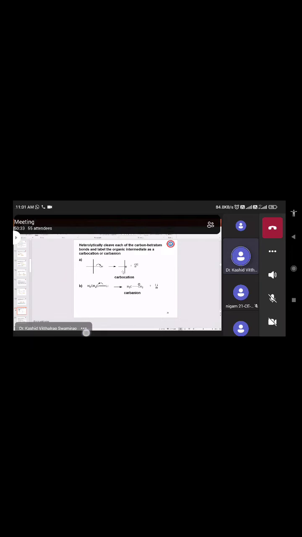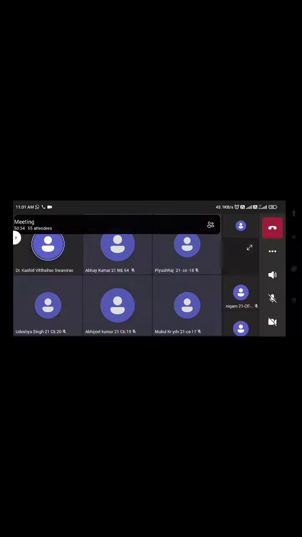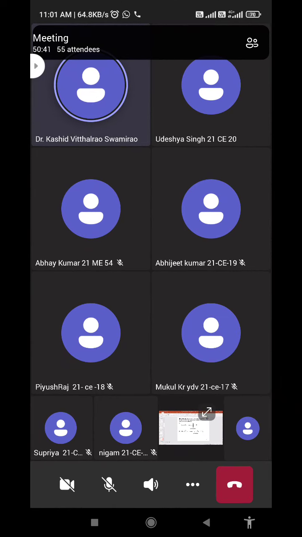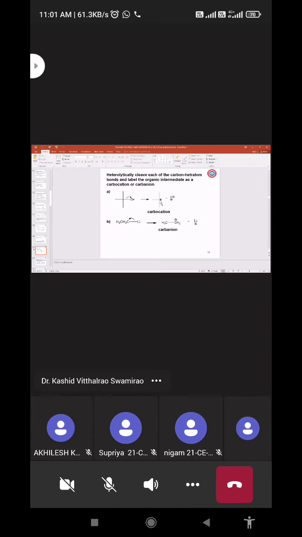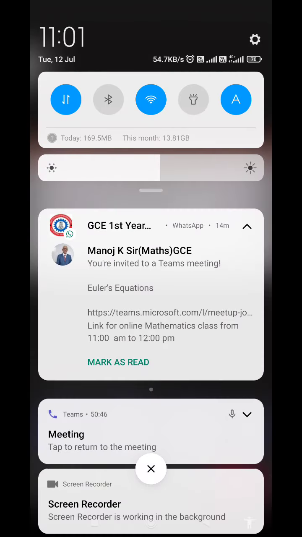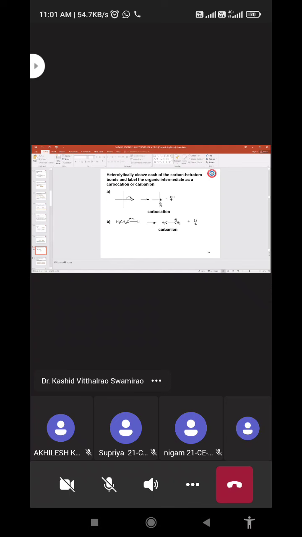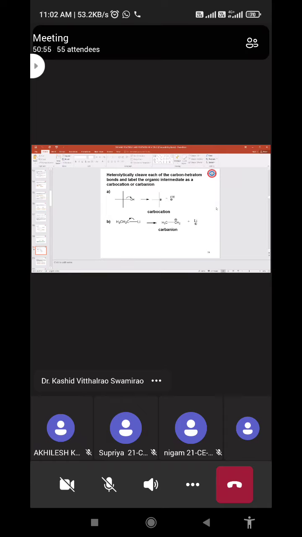Next you will add any nucleophile over here and that nucleophile will attach over here. Basically, what you are doing is substituting this OH group by another nucleophile, and you will get the product. That is stepwise.